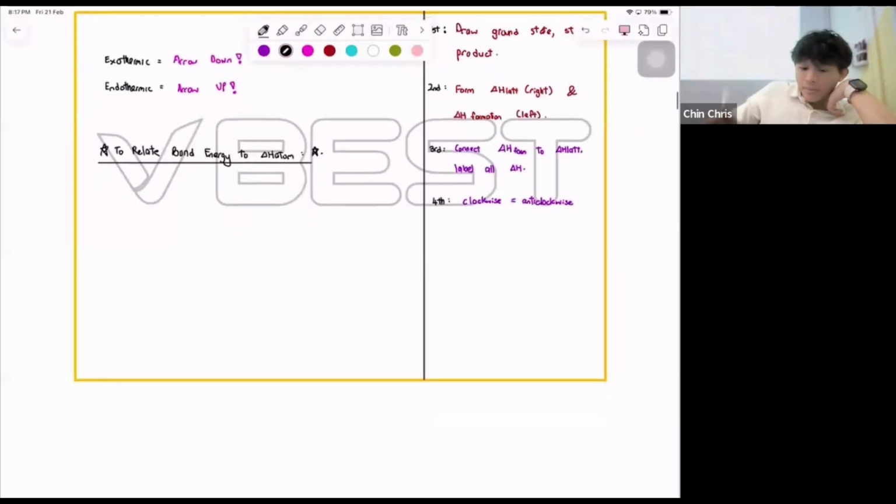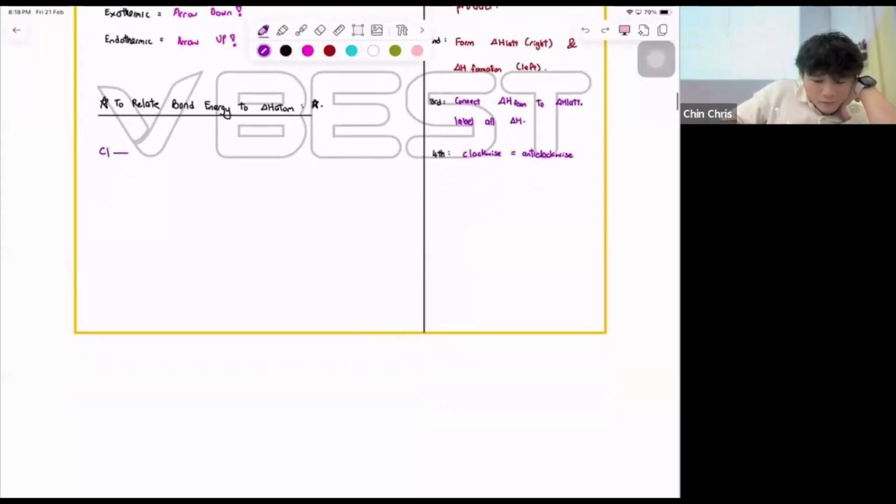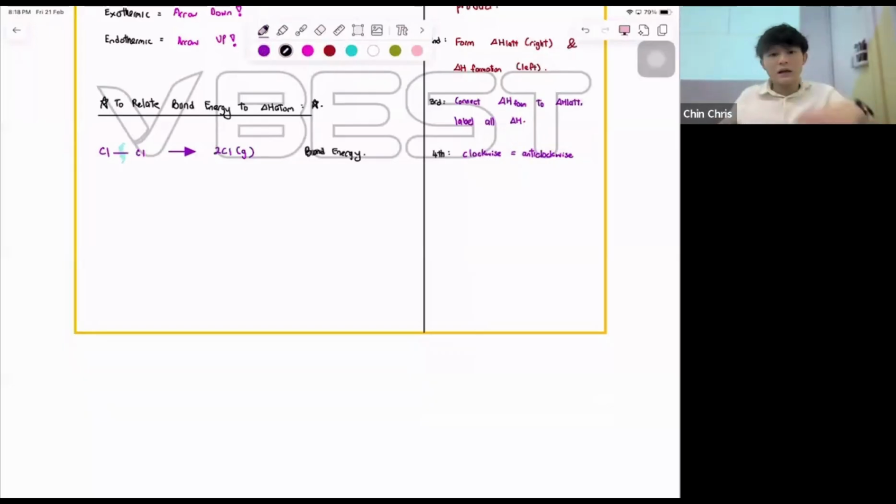All right, guys, next. Let's say I have 1 mole of chlorine gas, Cl2. And guys, if I break it down, what do I get? I get 2 Cl gas, correct? So this value that we have, this is bond energy. Understand?